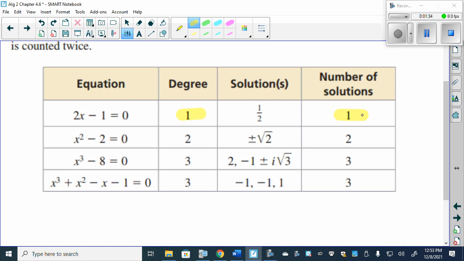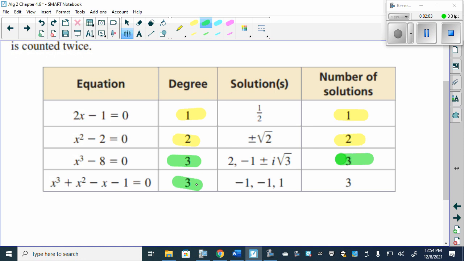Now the second equation is x squared minus 2 equals 0. The degree would be 2. The solutions are plus or minus the square root of 2, which gives us a total of 2 solutions. Our third equation is x cubed minus 8. The degree for this is 3. The solutions are 2 and negative 1 plus or minus i square root of 3, which is 3 solutions.